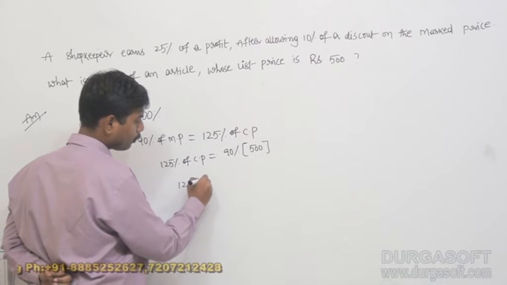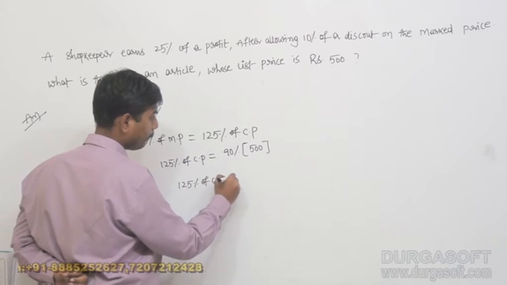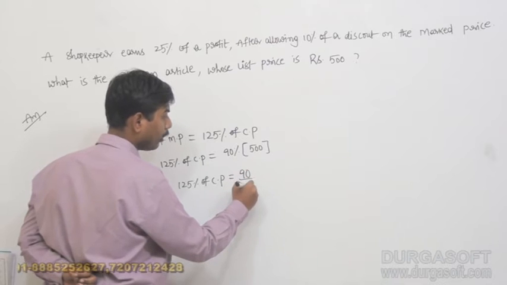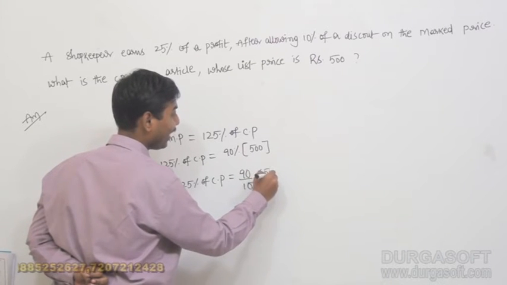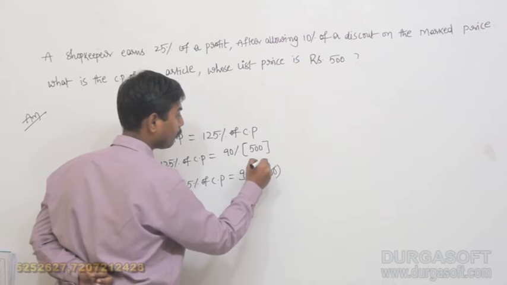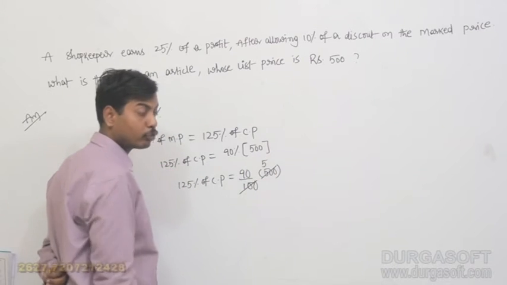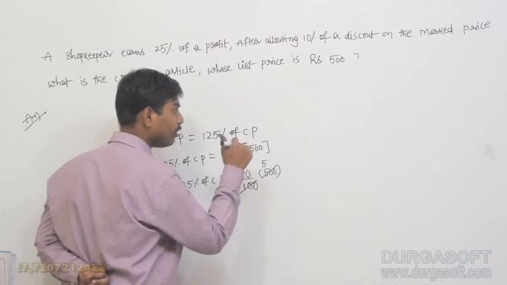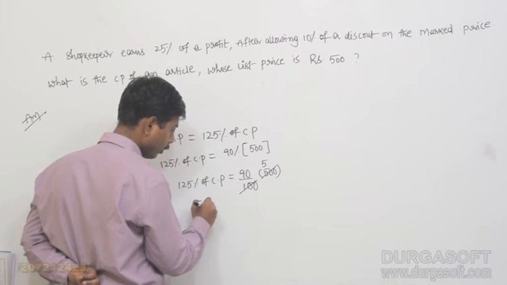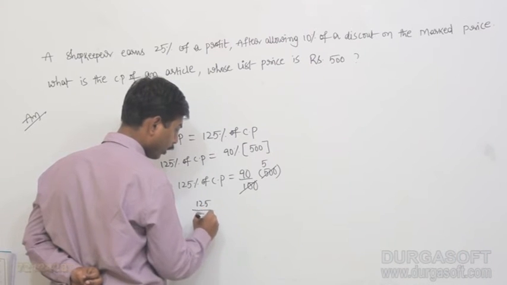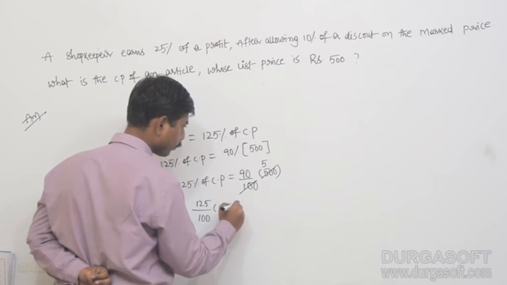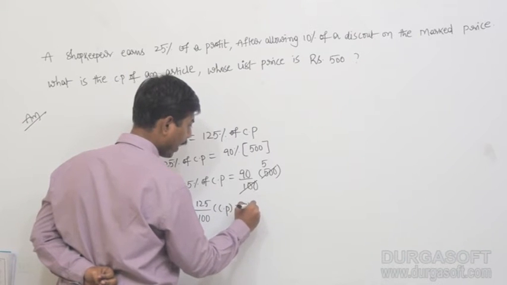125% of the cost price of an article is equal to 90% means 90 out of 100. We have to calculate this for 500. How many times is 100 applicable for 500? 5 times. 90 into 5, how much is that? 125 out of 100 of cost price is equal to 5 into 9, 450.